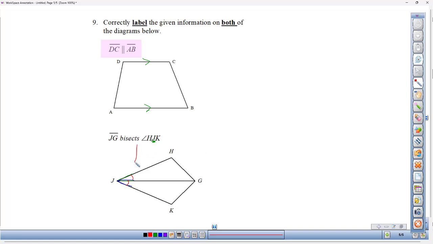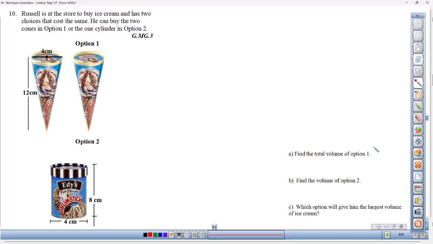So that is how you would mark up, right? This is just like labeling or marking. That's how you would mark up this figure using this geometry information. This problem is about marking. And once again, what do you have to watch out for? Don't treat arrows and tick marks like they mean the same thing. They don't.